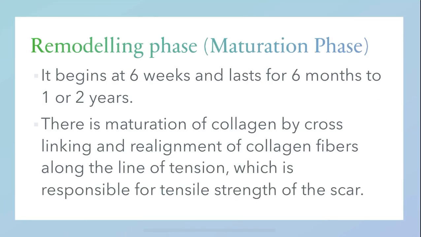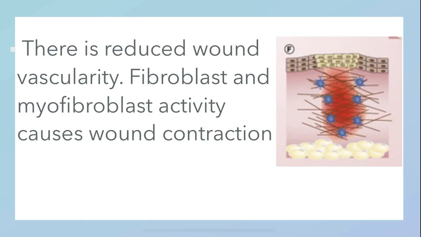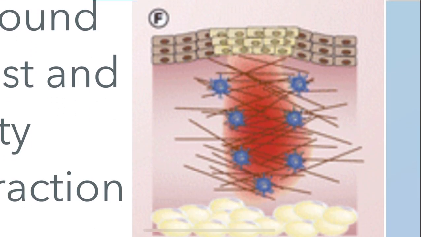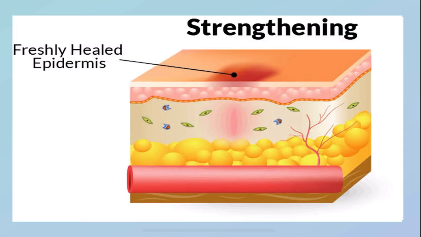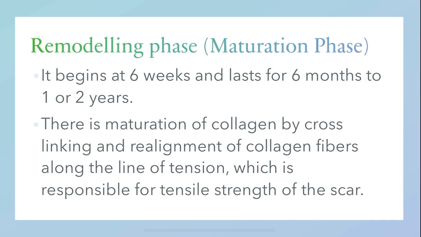Then comes the last phase, the remodeling phase, also known as the maturation phase. It begins at the 6th week and lasts for 6 months to 1 to 2 years. There is maturation of collagen by the cross-linking and realignment of the collagen fibers. We saw in the first phase they are arranged in a random fashion, but during maturation the cross-linking happens. You can see the cross-linking of the fibers here, and also there is realignment of the collagen fibers along the line of tension.